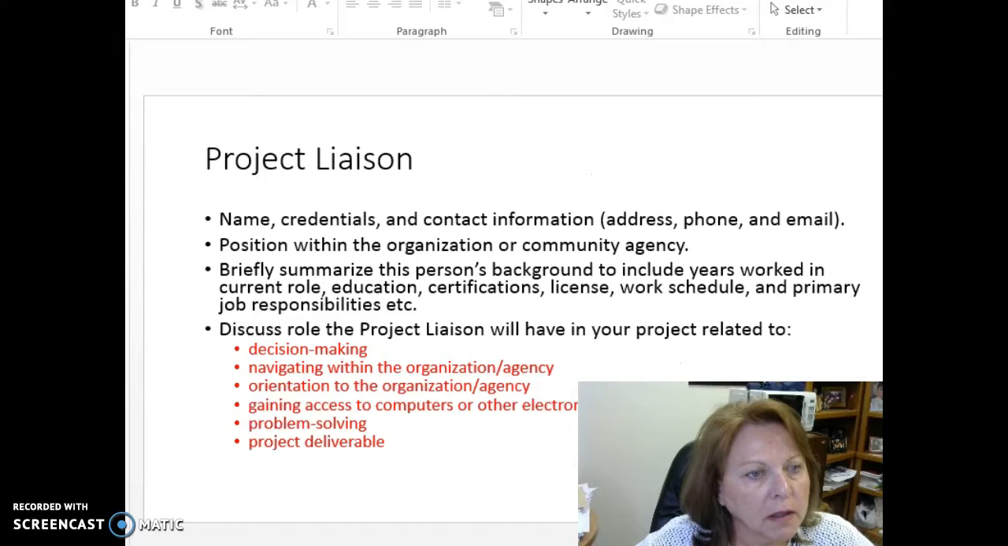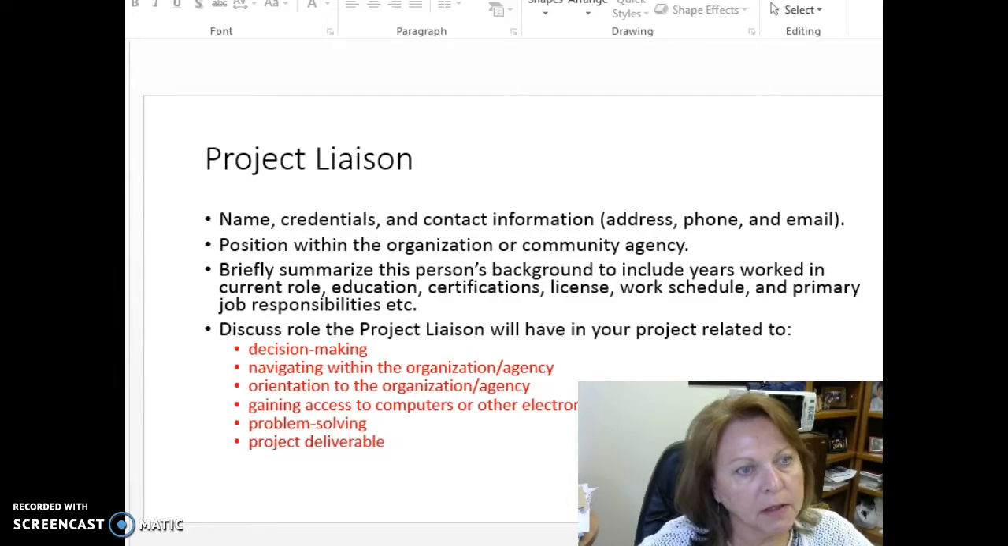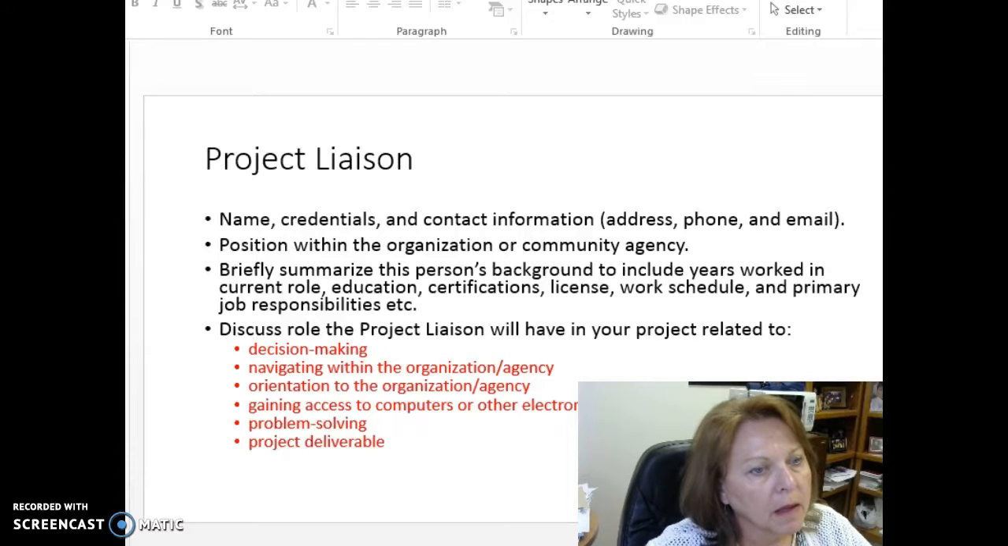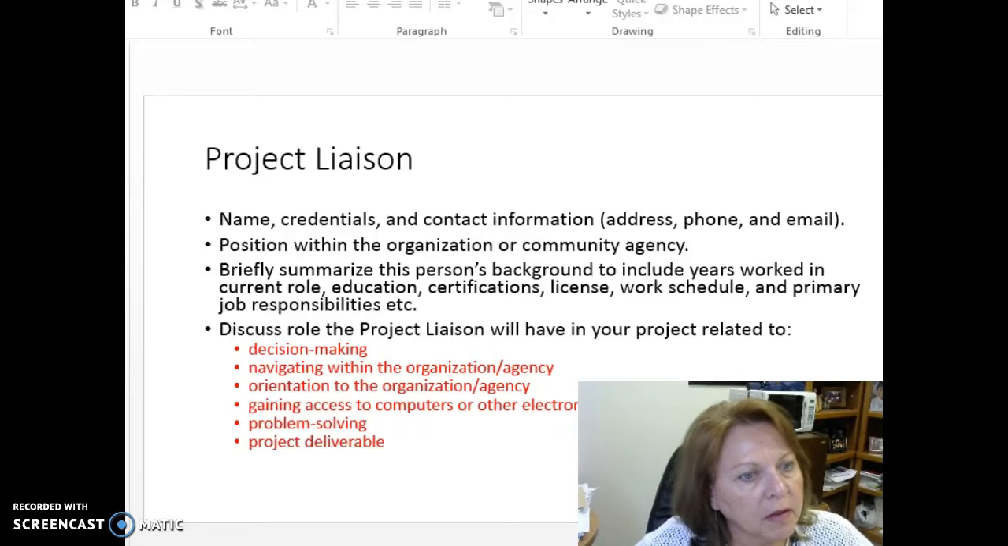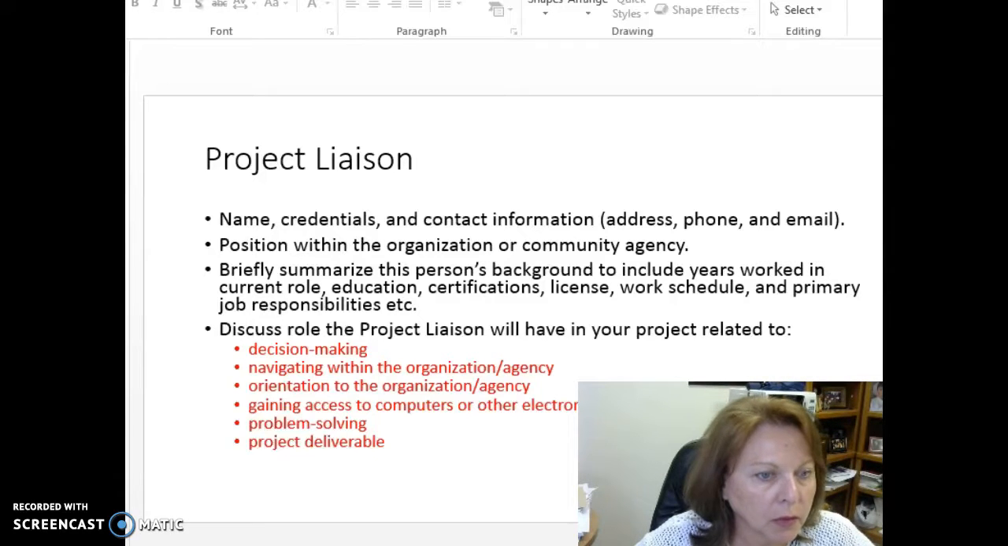Next, you're going to talk a little bit about your project liaison. Again, this name, credentials, and contact information is important. Faculty will need to contact your project liaison, and it's helpful if we have correct information in terms of how to get a hold of them. You're going to talk a little bit about your project liaison's experience, expertise, education, and licensure. You're setting the stage for this person being the appropriate person to guide you, to work with you, to be your partner on this project.